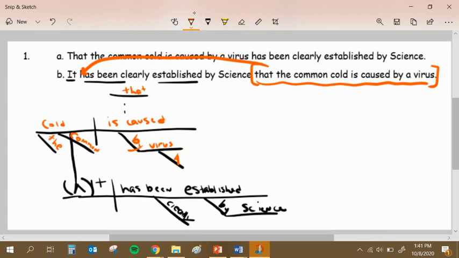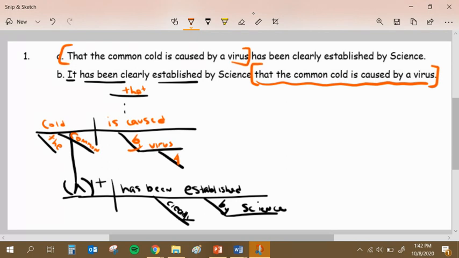And really, this is the B sentence, but it's also the A sentence. If I can get up here and erase this line, kind of help us out here. There we go. You can see it a little better. Really, what the A sentence says is that the common cold is caused by a virus. Subject has been clearly established by science. Well, if you ignore the word it, that's what you've drawn. That the common cold is caused by a virus has been established, clearly established by science. And the B sentence is the exact same thing. It has been clearly established by science. You're like, well, what is it? Here's your appositive. Kicked all the way to the end of the sentence, brought them back, that the common cold is caused by a virus.